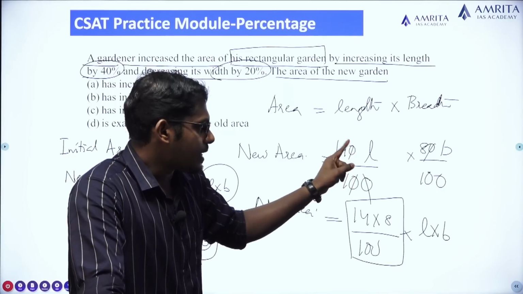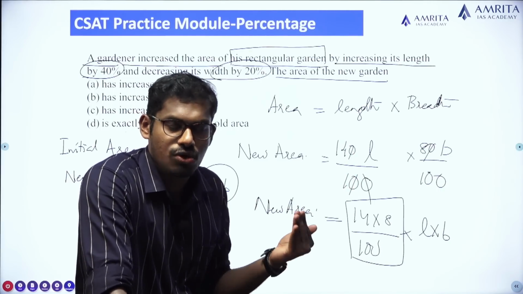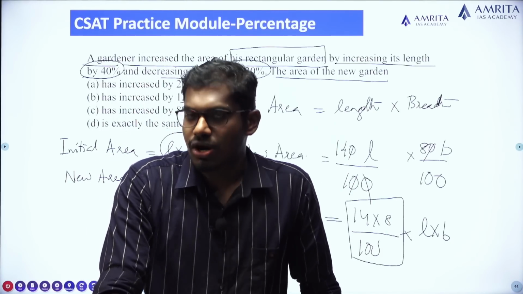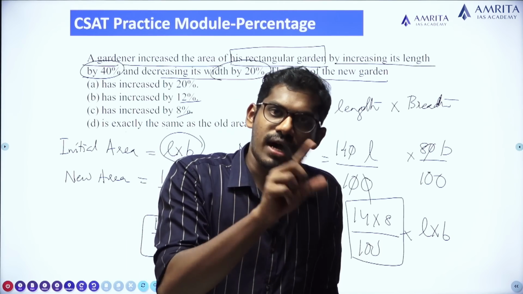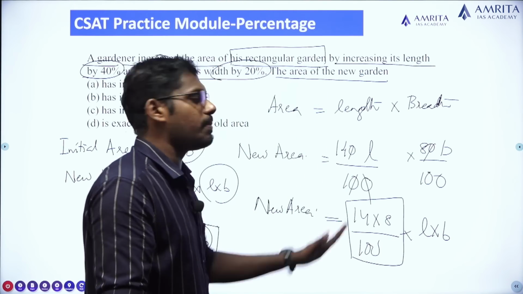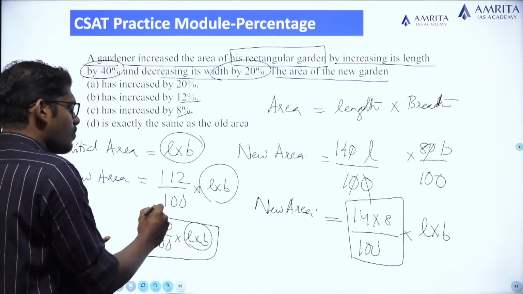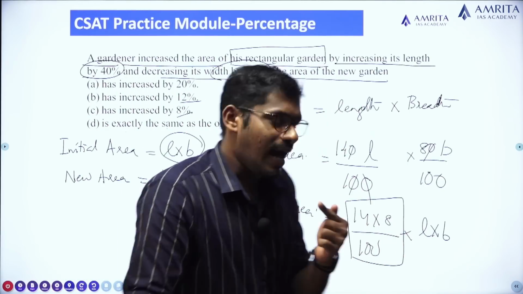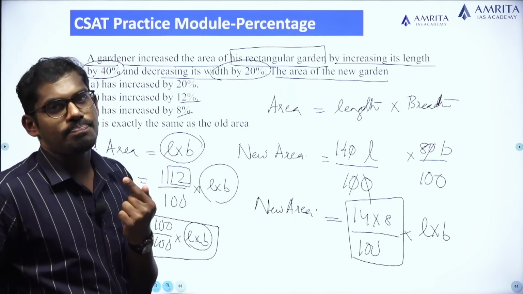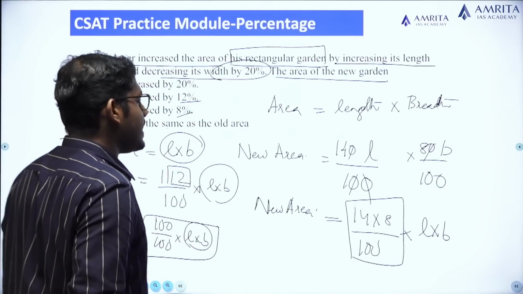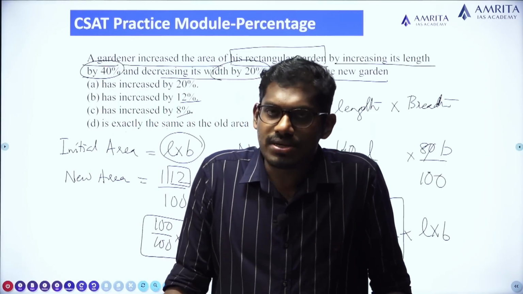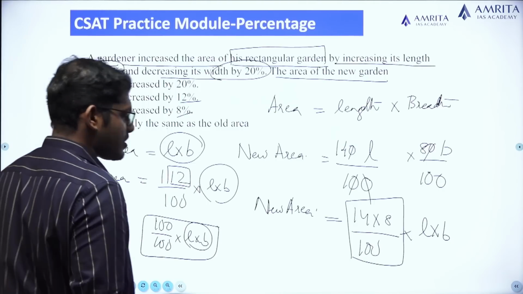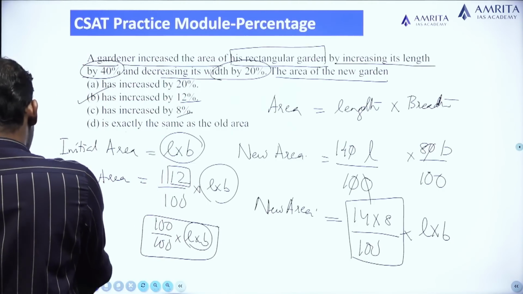When the length of the rectangular garden has increased by 40%, I wrote 140 by 100 into L, because 40% increased. 40% of 100 is 40, 100 plus 40 is 140, 140 L by 100, simple idea. So 112 by 100 into L and B means that the initial area of the rectangular garden has increased by 12%. Clear? So let's look at the options. Option B says the area of the garden has increased by 12%, which is the correct answer. Clear? Simple idea. So the answer for the question is option B, has increased by 12%. Clear? Okay. So moving on to the next question.